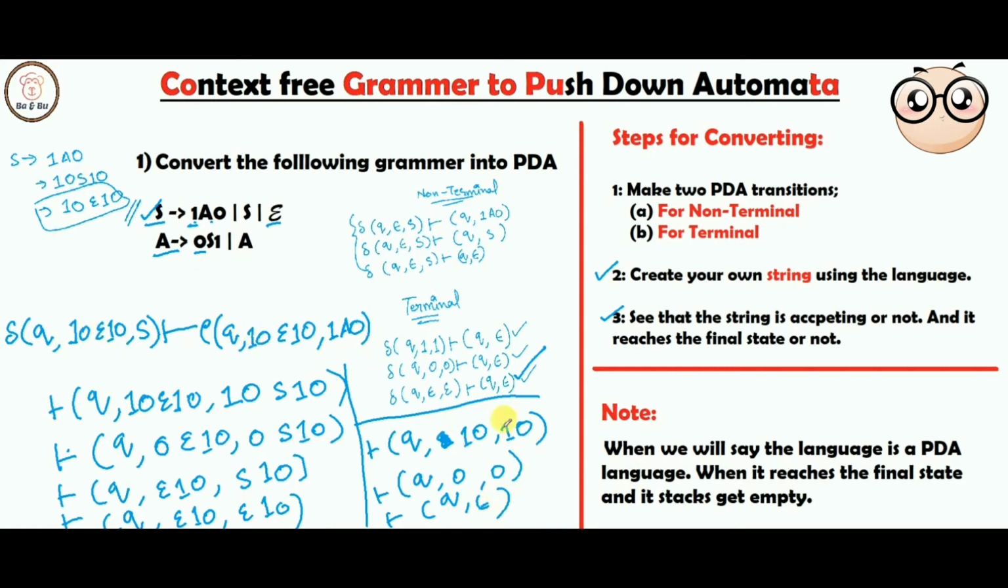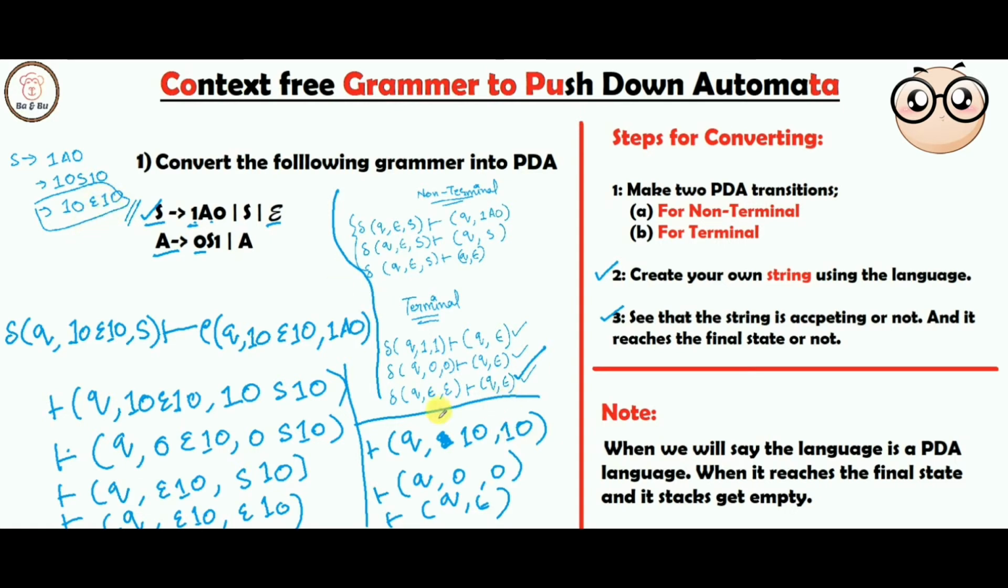So this proves that this string accepts the PDA language. Okay, so we had converted this context-free grammar to a PDA. How? Through these 3 steps. Okay, in the first step you're gonna make PDA transitions for non-terminals and terminals, and in the next step you're gonna make your own string by using this grammar, and in the third step you're gonna check whether this string that you made earlier will accept the language or not.